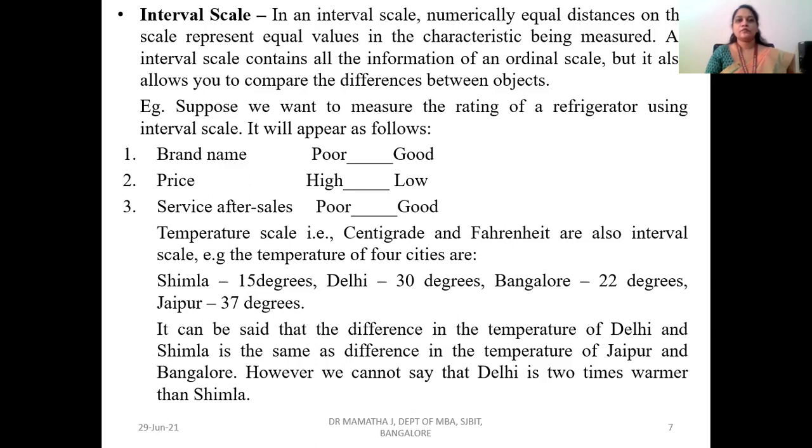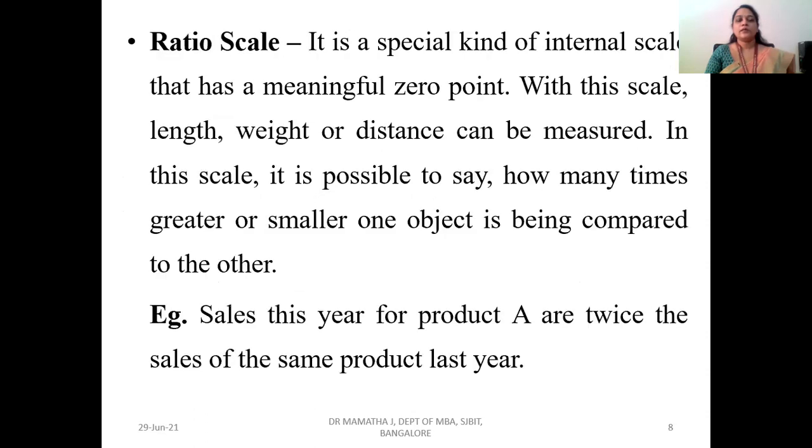If you have a list of parameters identified related to a refrigerator, for example, brand name, price, service after sales. How many parameters you will be identifying related to refrigerator which you want to measure. So for each you will be giving an interval scale. Poor to good, high to low. Okay, like this, excellent to fair, poor. Like this you will be measuring and it gives an equal distance between each item. Okay. Right. So this is about interval scale.